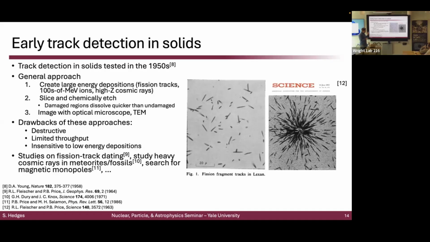Nevertheless, this was really cool at the time. There were lots of studies that used this technology to do things like fission track dating, where they would tell the age of minerals by the number of fissions that occurred. They would study heavy cosmic rays in meteorites and fossils, and I think they even did some lunar samples with this technology. There also were searches for things like magnetic monopoles.